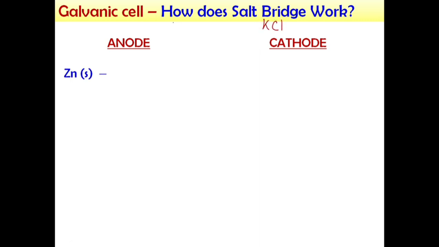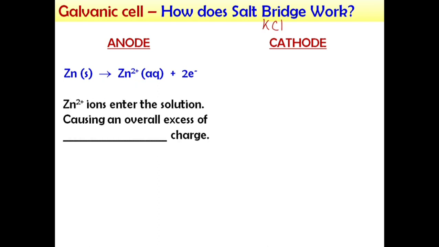So at anode, the reaction occurs is from zinc oxidized to zinc 2+ ion. Jadi makin lama, makin banyak zinc 2+ ion enter the solution. Okay, what solution? The electrolyte solution. Jadi makin lama, makin banyak zinc 2+ yang terhasil, menyebabkan excess terlebih positive charge.